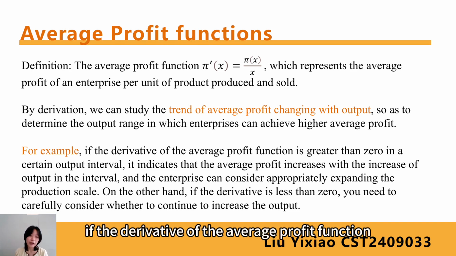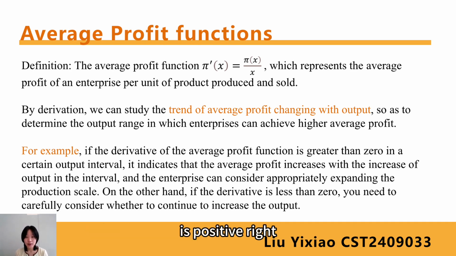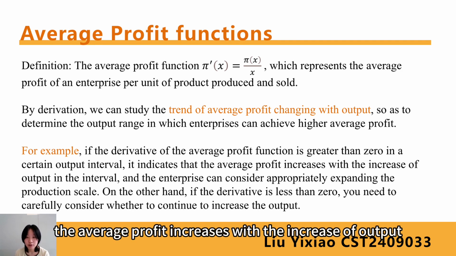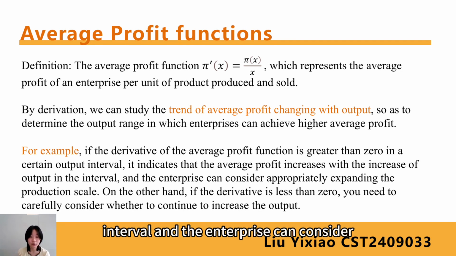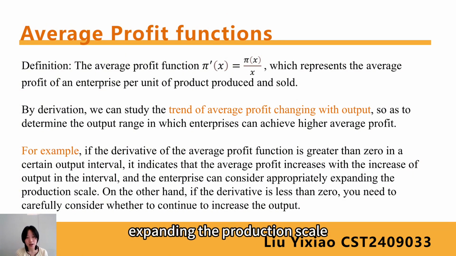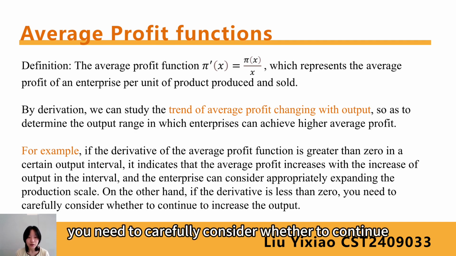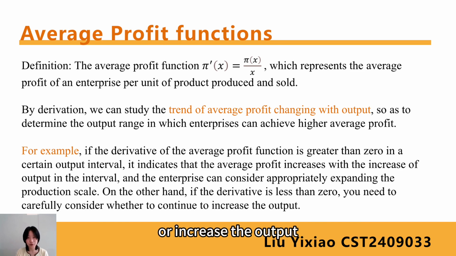For example, if the derivative of the average profit function is greater than 0, it's positive, right? In a certain output interval, it indicates that the average profit increases with the increase of output, and the enterprise can consider expanding the production scale. On the other hand, if the derivative is less than 0, it's negative, you need to carefully consider whether to continue or increase the output.